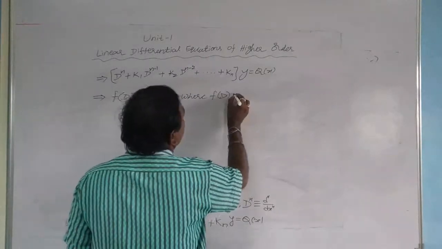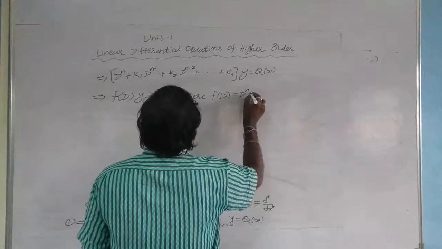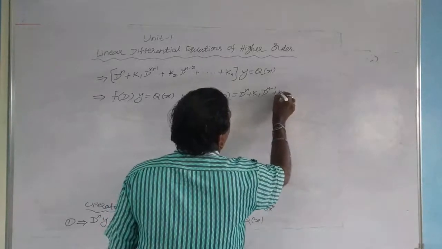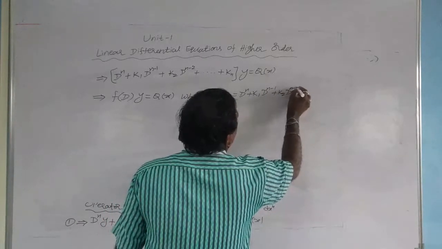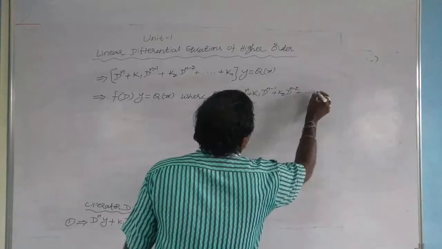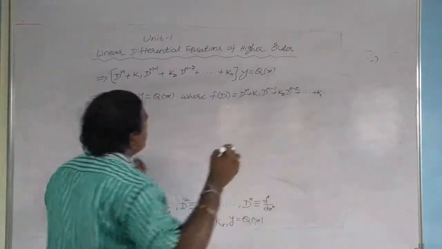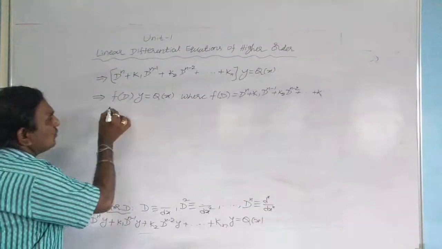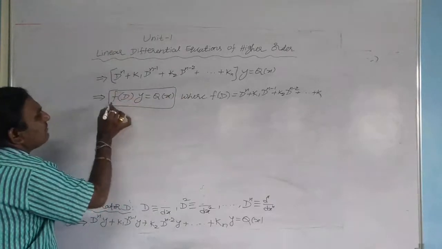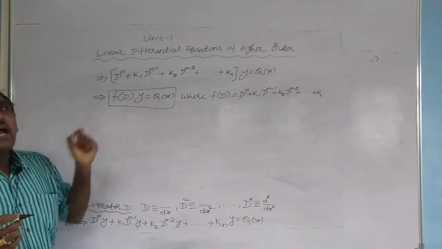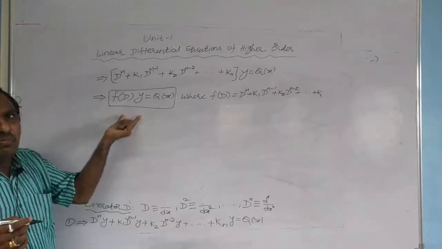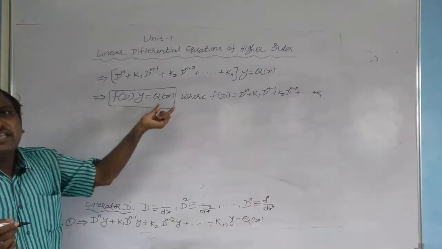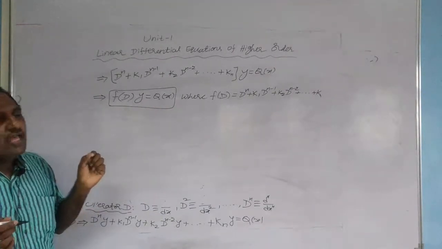D to the power n plus k1 into D to the power n minus 1 plus k2 into D to the power n minus 2, and so on, plus kn, right? So I have taken this as f of D, then f of D into y is equal to Q of x. This is called the symbolic form of the linear differential equation with constant coefficients. This is the notation you have to remember: f of D into y is equal to Q of x is called the symbolic form of the given linear differential equation with constant coefficients, right?